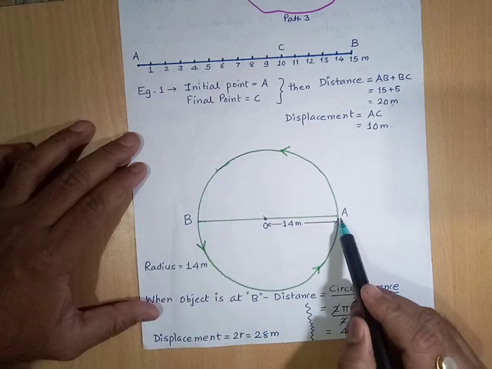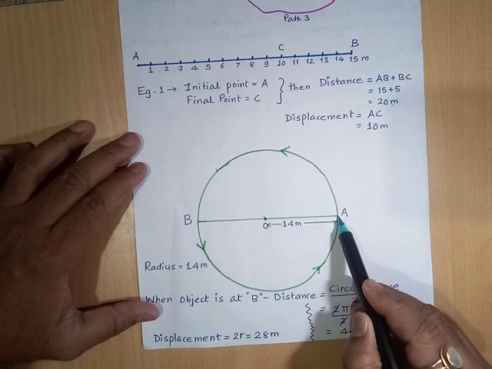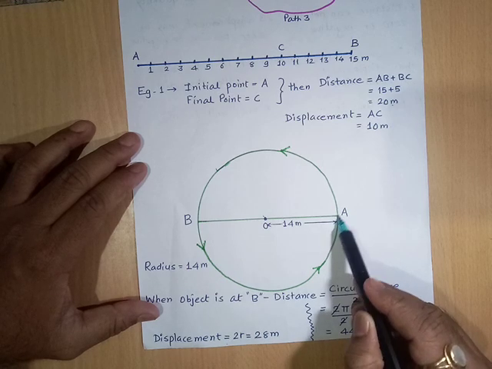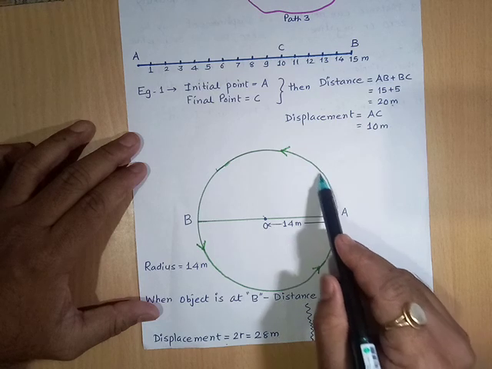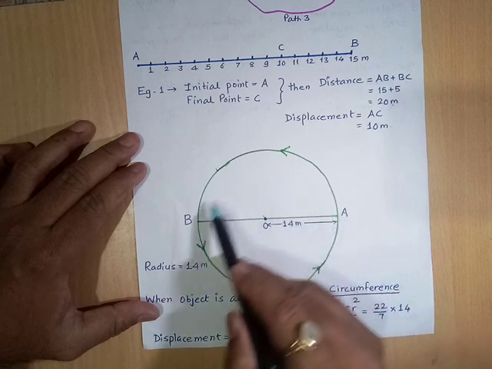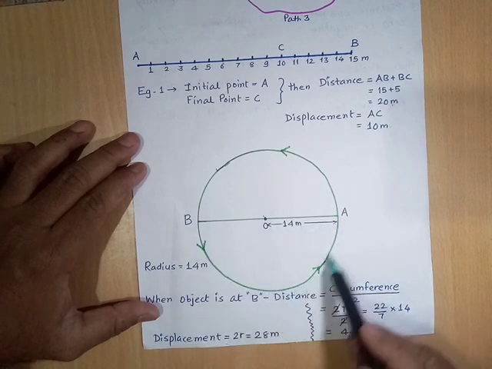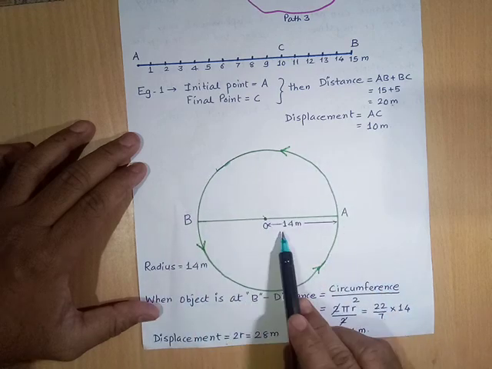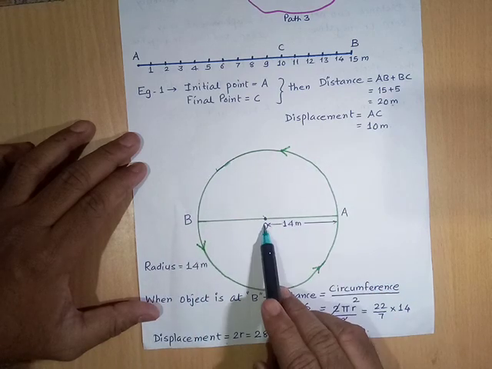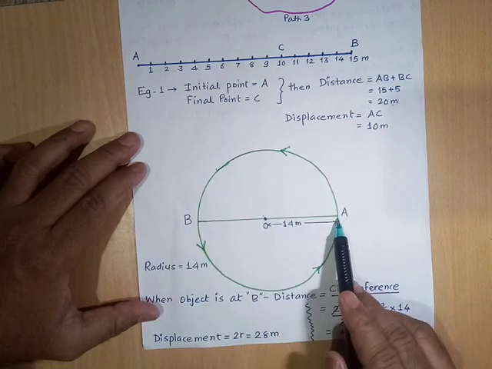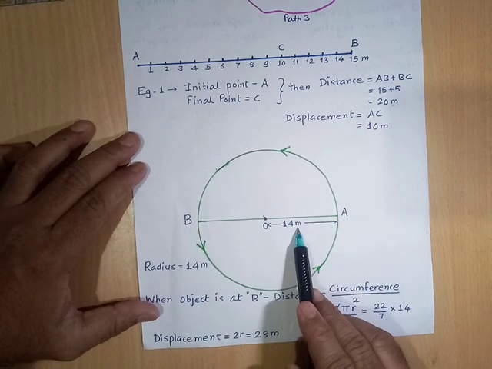So imagine that A is the starting point from where the object starts its journey. The motion of the object starts from point A and it travels along the circumference of this circular track, and first it reaches up to this point B and again it reaches up to the point A. Imagine that the radius of this circular track is 14 meters. So imagine that this is the center of the circular track, and up to this point, that 14 meter is the radius.